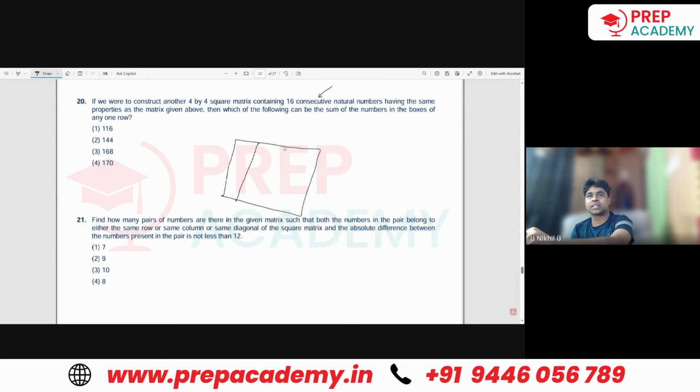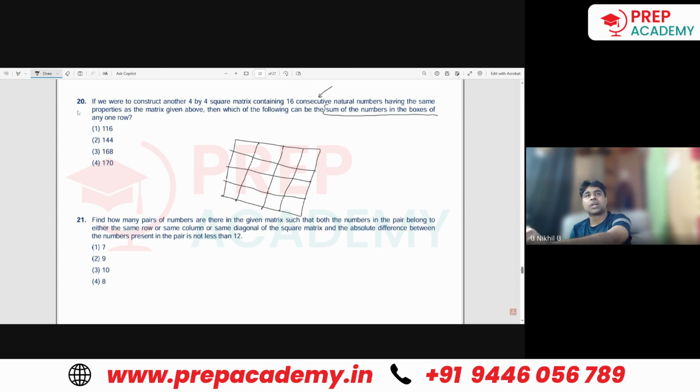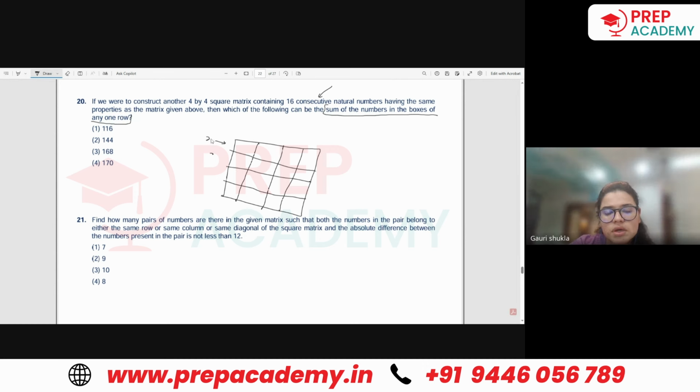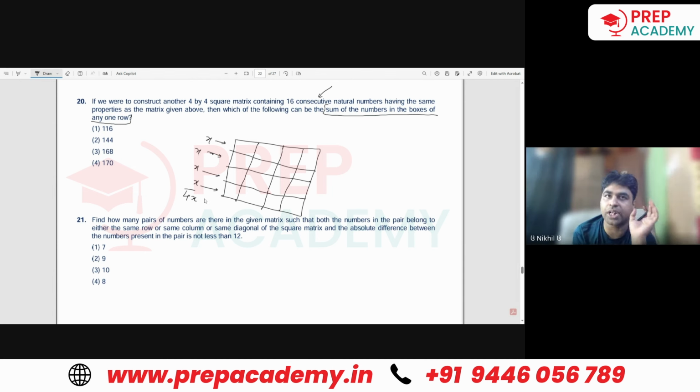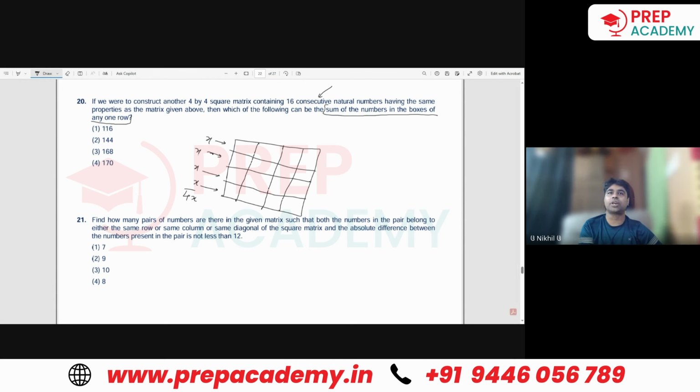So what is this particular element supposed to be? What is he asking us? Anything divisible by 4? No, first tell me this. What is this portion? The underlined portion. What is that? Sum of the numbers in the boxes of any one row. So it is asking about X or 4X? X. Very good. It is asking about X, right?